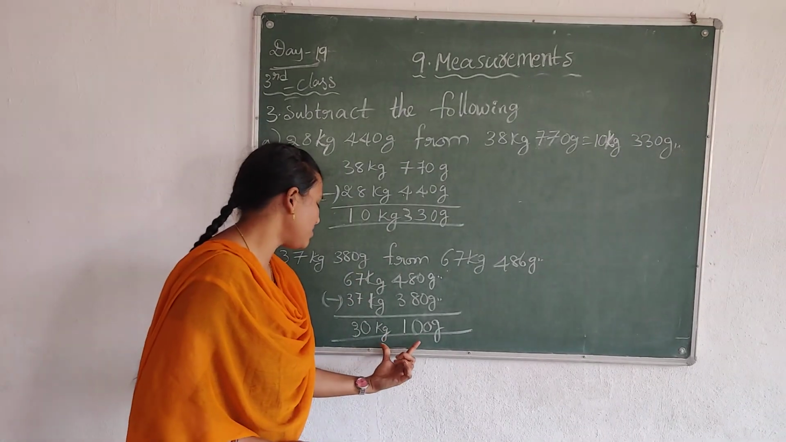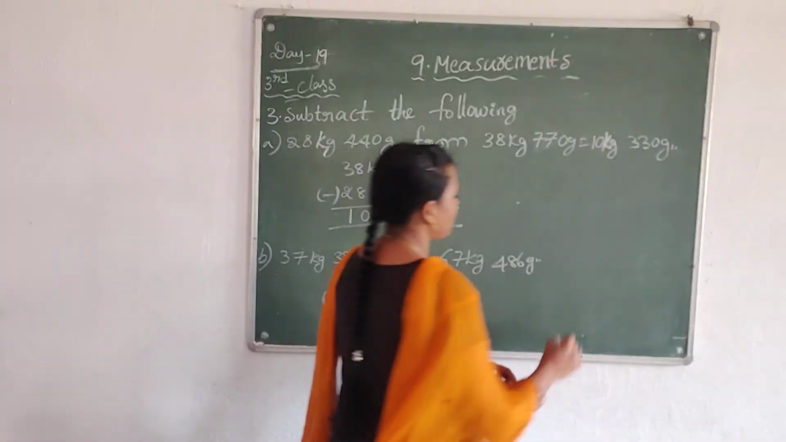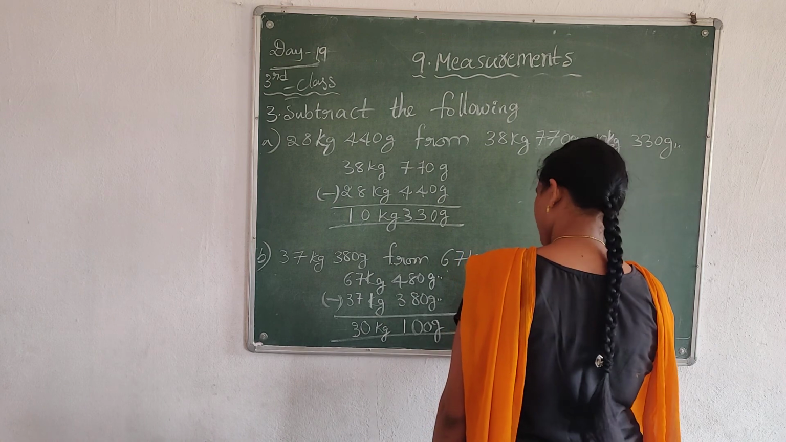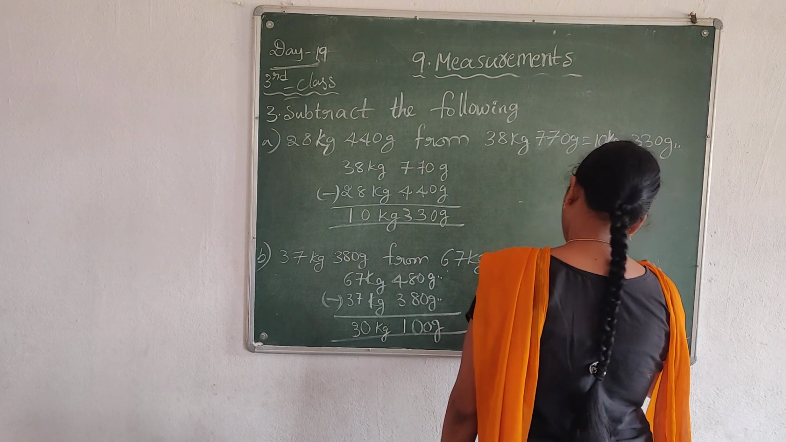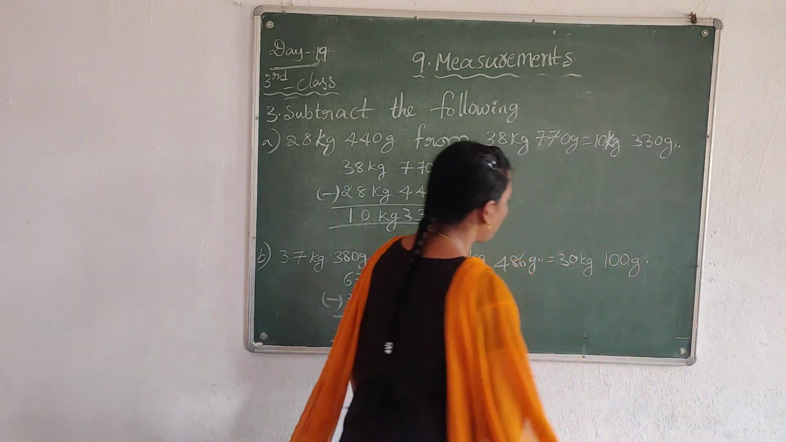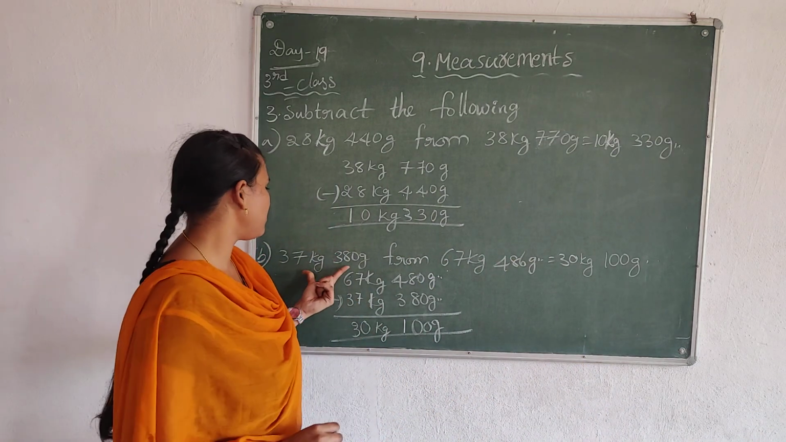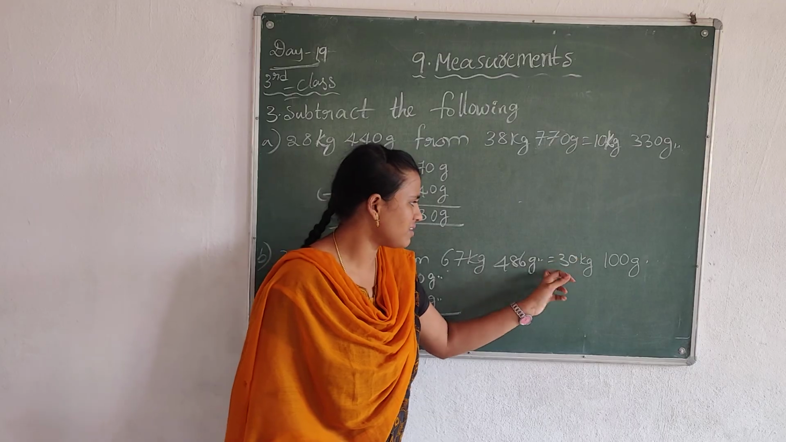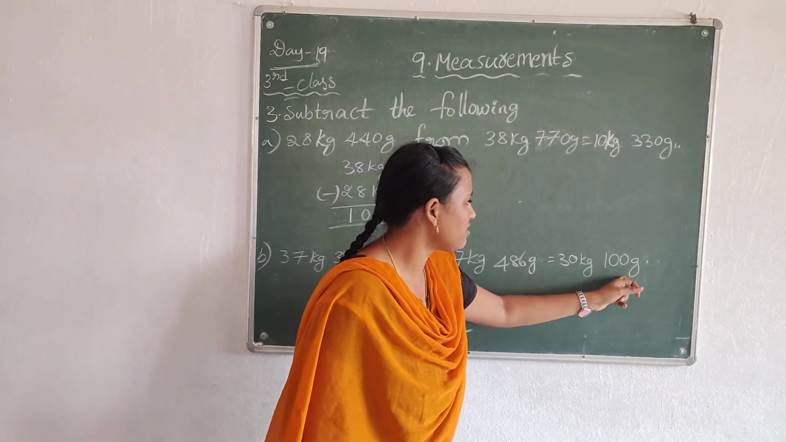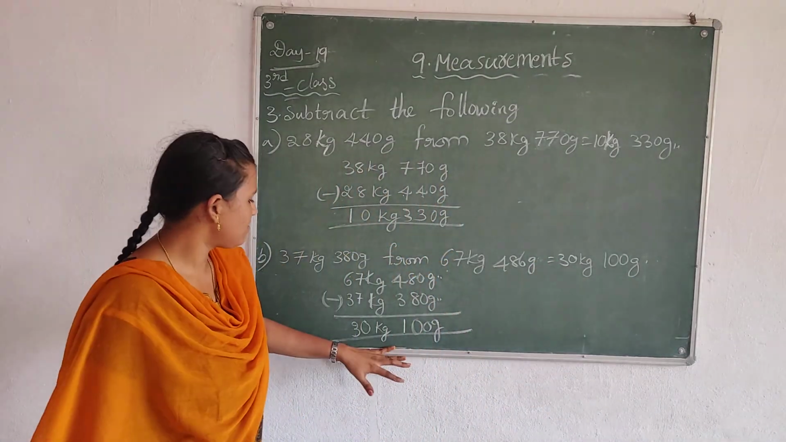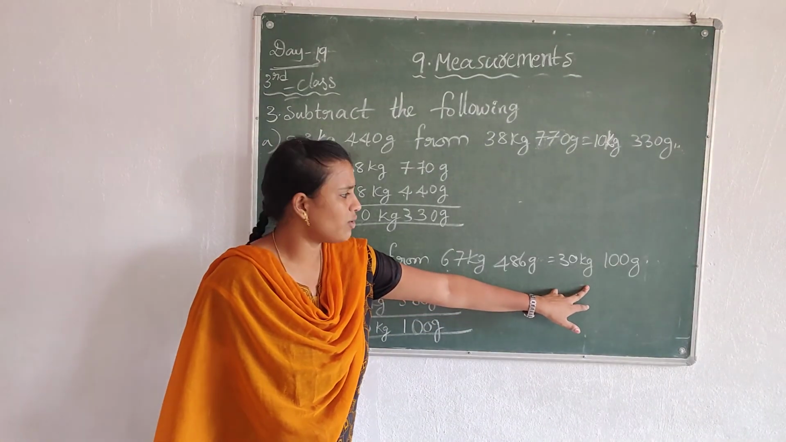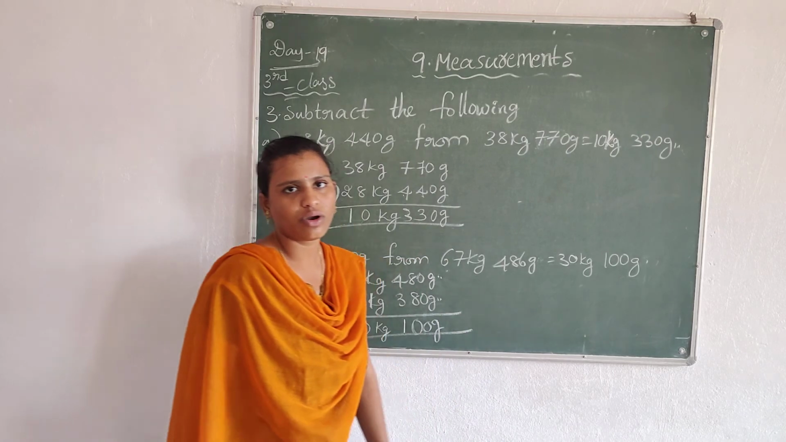So the answer is 30 kgs 100 grams. So 37 kgs 380 grams from 67 kgs 480 grams equals 30 kgs 100 grams. So this is the answer. We see kg means kilogram, gram means gram. Okay, now note down.